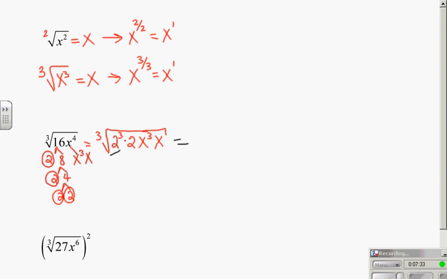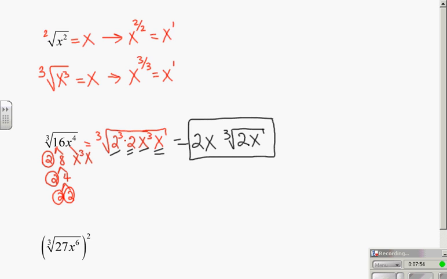So 2 cubed, cube root, is 2. That one comes out front. This 2 can't do anything, so I'm going to leave that under the radical. X cubed, cube root, is just x, and the cube root of x can't be simplified, so that stays under my radical. So my exact answer is 2x times the cube root of 2x.